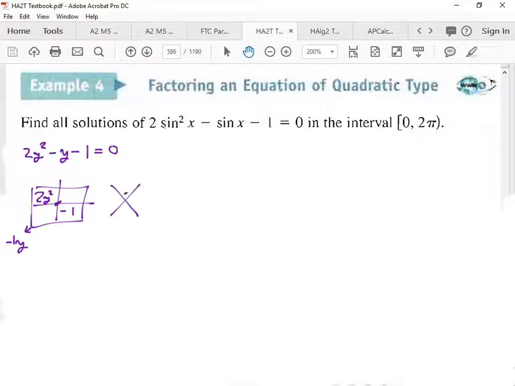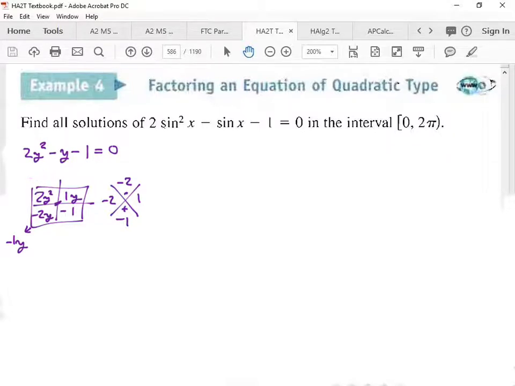And if doing that in your head is too tough, you should write this out. What multiplies to give me negative 2 and adds to give me negative 1? You guys would say negative 2 and 1. So you put negative 2y right here, and then you put 1 right here. And then you would start taking things out. What can I divide both of those by? I can divide both of those by 2y.